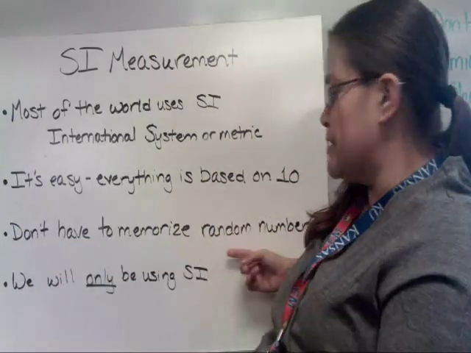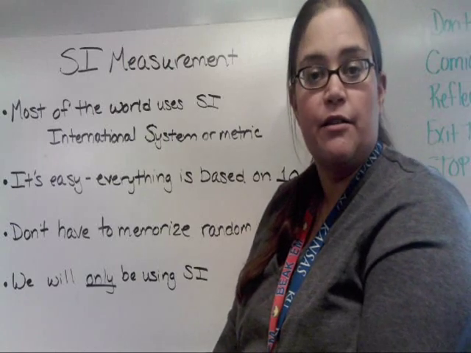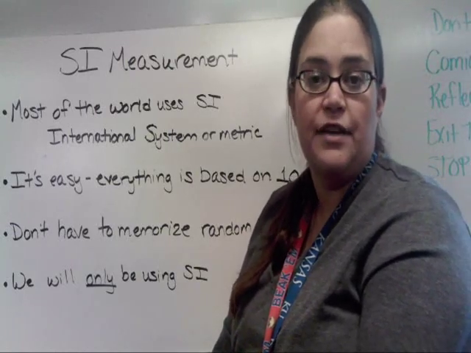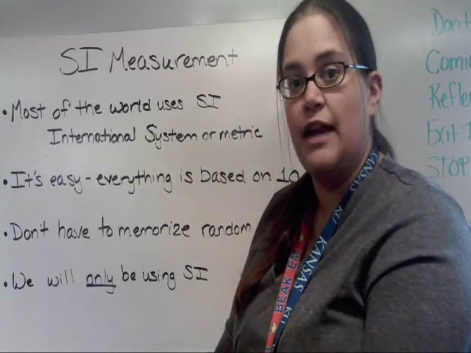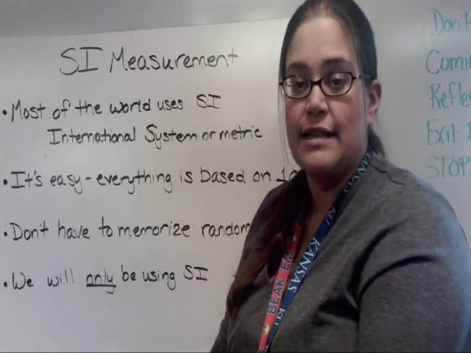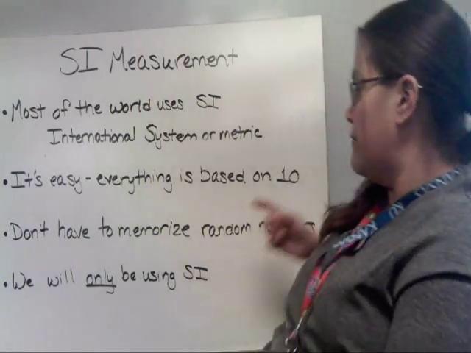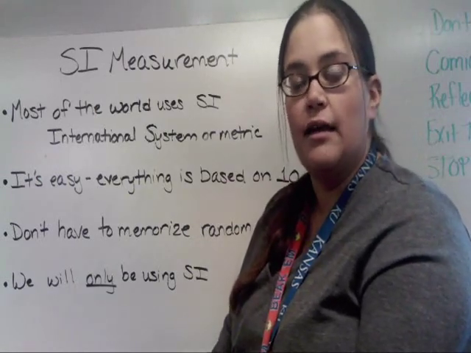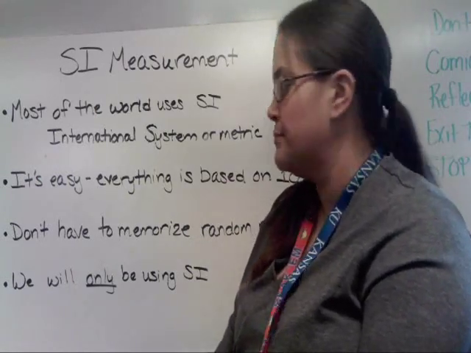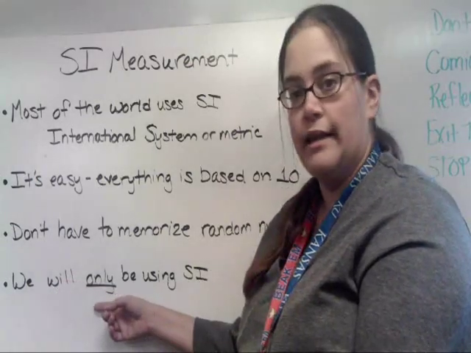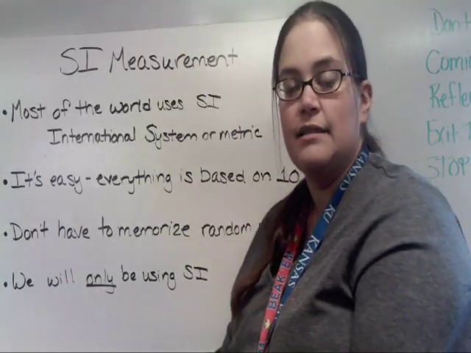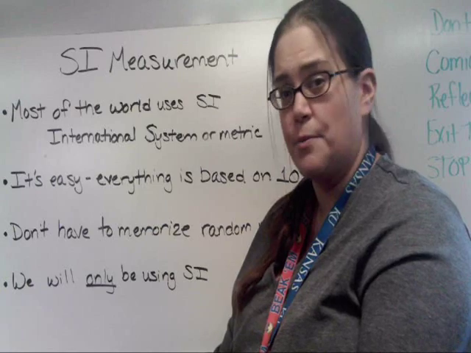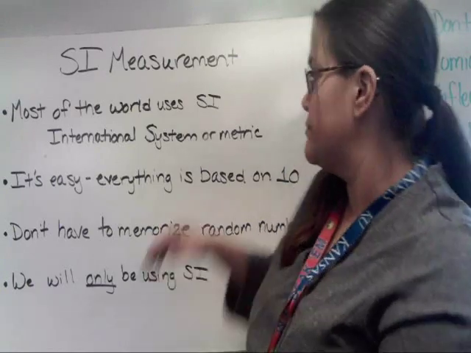Also, you don't have to memorize random numbers. So you don't have to remember how many inches are in a foot, or that there are 5,280 feet in a mile, or that there are 16 ounces in a pound. Everything is based on 10, so it's really easy to remember how many millimeters are in a meter, for example. So we will only be using SI in class. If you write an answer with inches or pounds, I'm going to count it wrong.